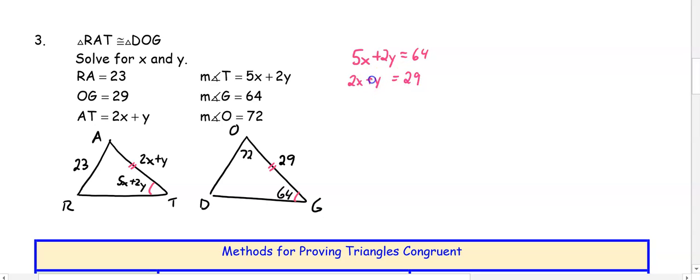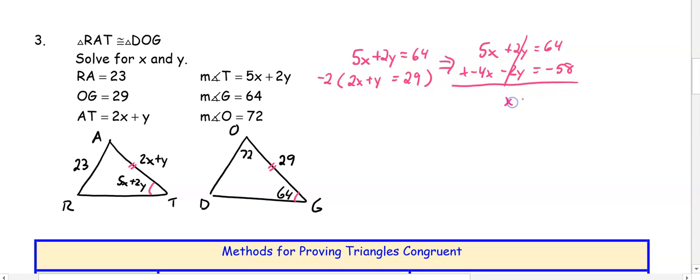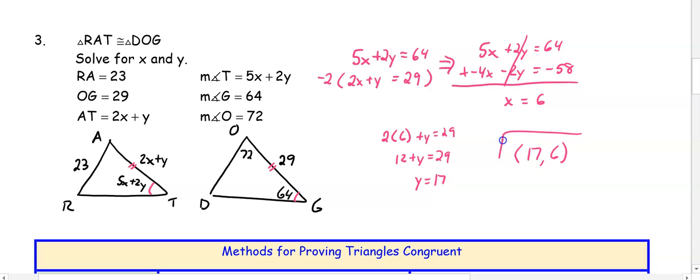In order to solve a system, we need to multiply one of our equations. So I'm going to multiply the second equation by -2. So I get 5x plus 2y equals 64, and I get -4x minus 2y is equal to -58. When we add our equations straight down, the y's cancel out, so x is equal to 6. Then we can substitute back in to get y. So we would have 2 times 6 plus y equals 29. 12 plus y is equal to 29. We can subtract 12, so we get y is 17. So we would have 17, 6.